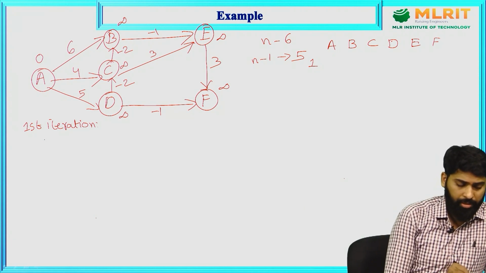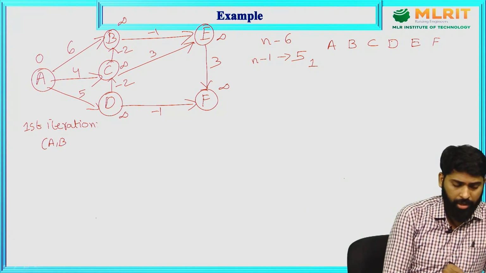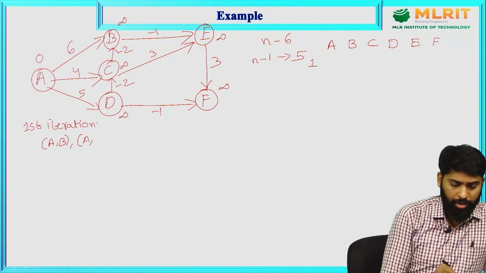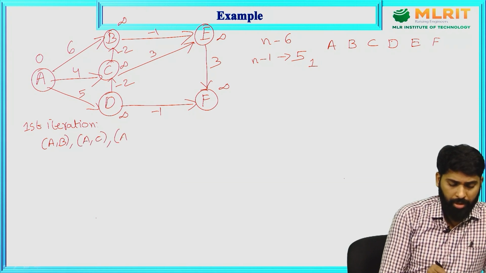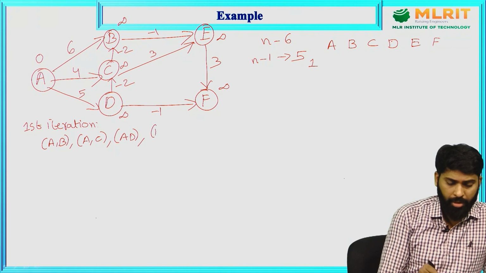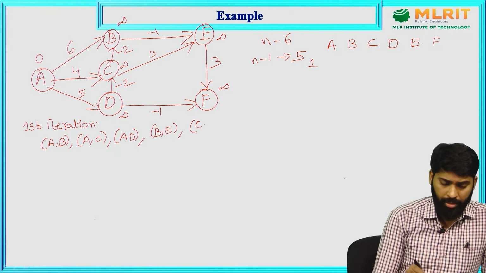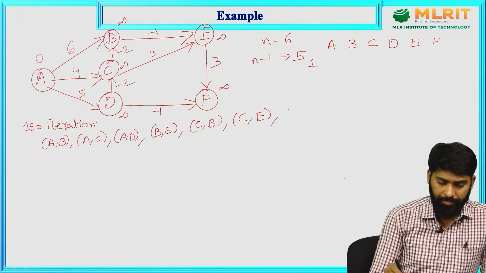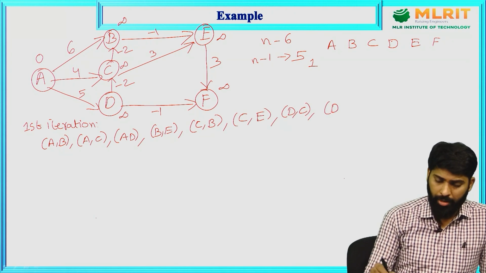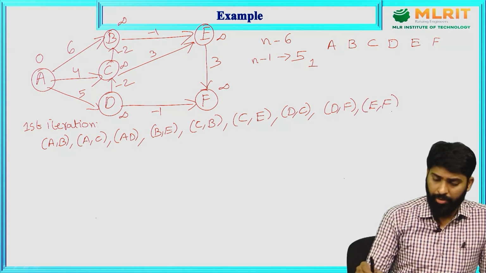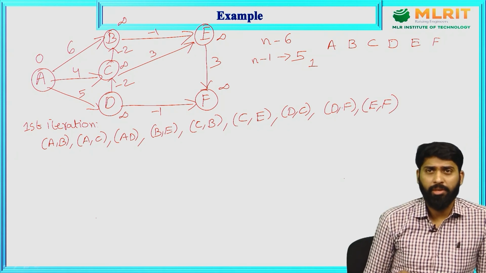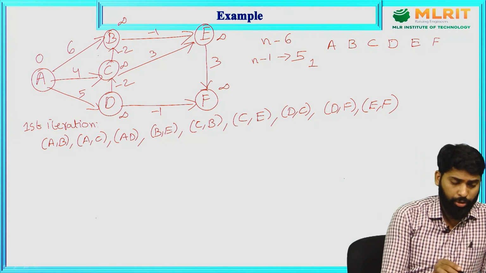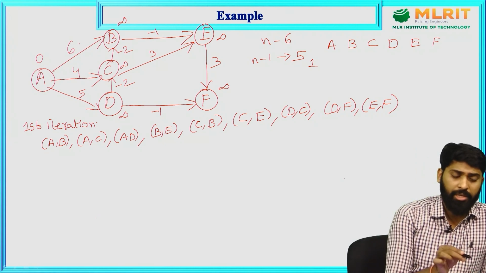Now write all edges here: A to B, A to C, A to D, B to E, C B, C E, D C, D F and E F. So these are the edges. Now find the distance. So A to B is 6.